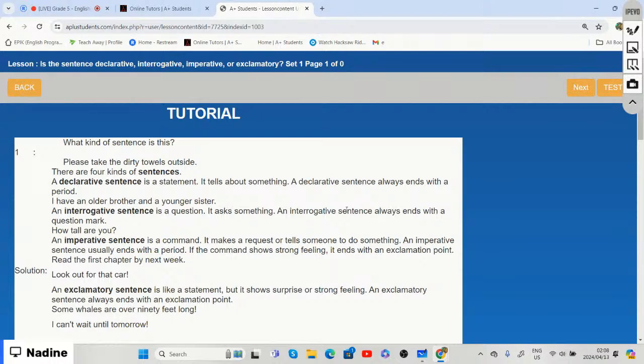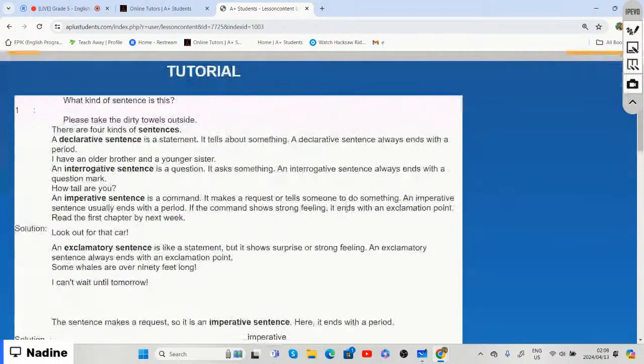All right. So when it comes to sentences, right? There are four kinds of sentences. We have a declarative sentence, an interrogative sentence, an imperative sentence, and an exclamatory sentence, right?